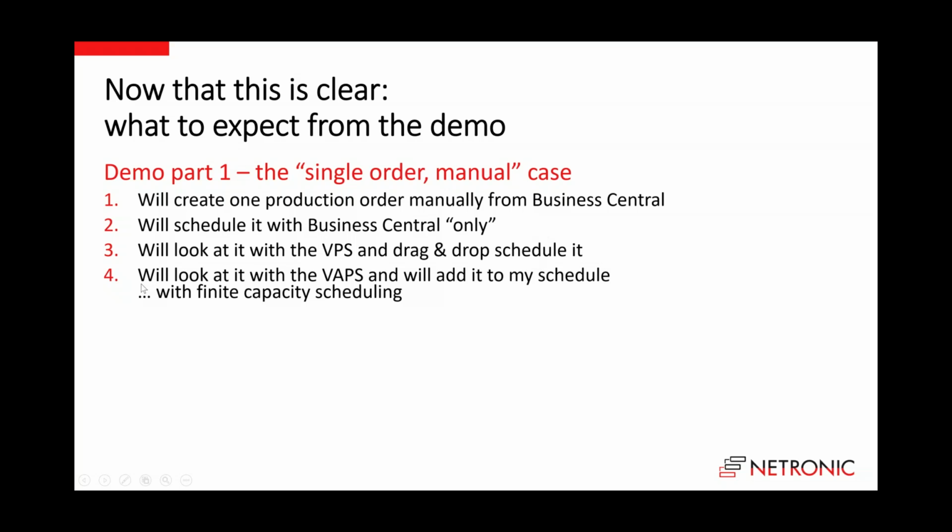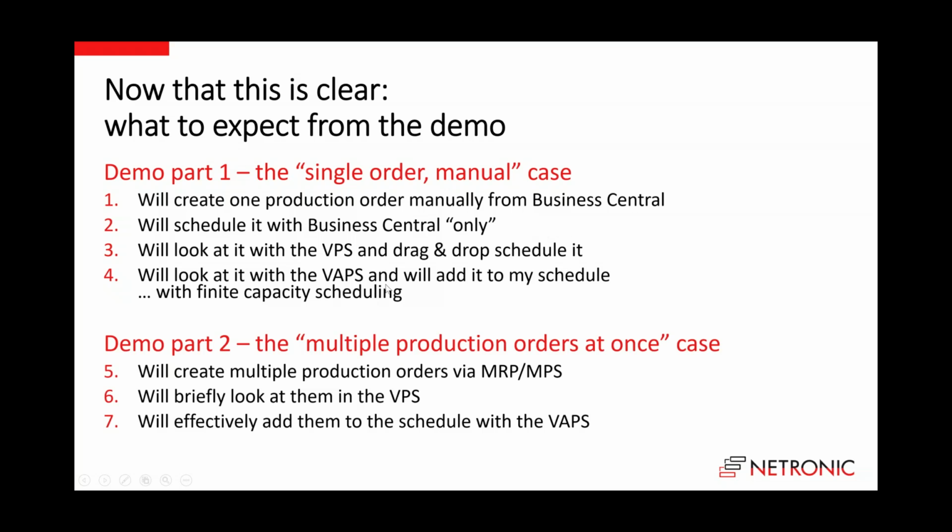And then we will also look at it with the VAPS and we will add it to the schedule with finite capacity scheduling, so that we see the difference: what we have in Business Central only, what we get when we add visualization and drag and drop to it, and what we get when we add finite capacity scheduling. So this will be the first part of the demo.